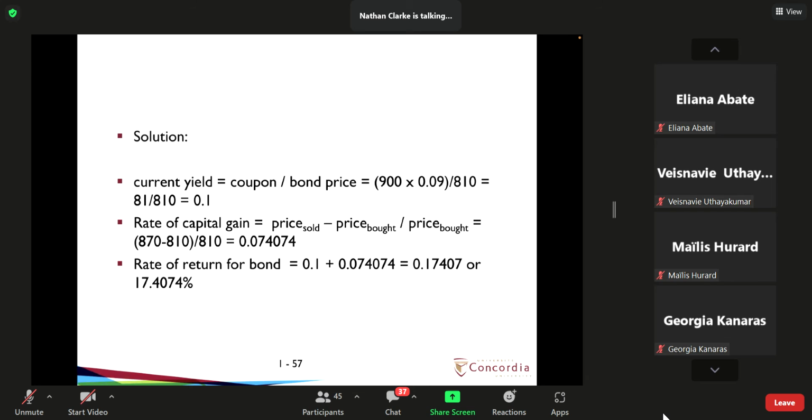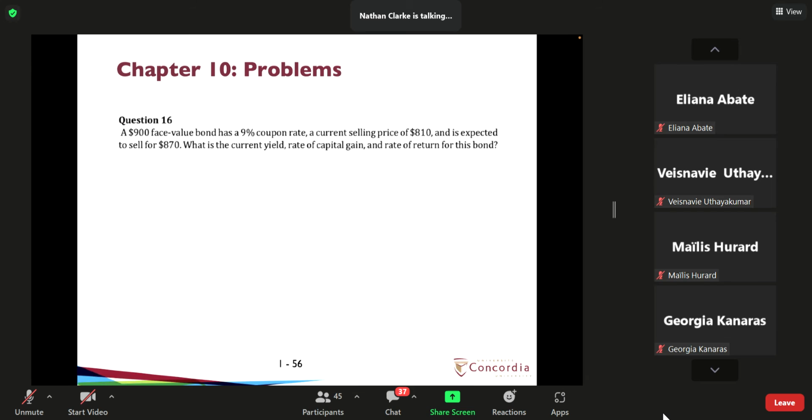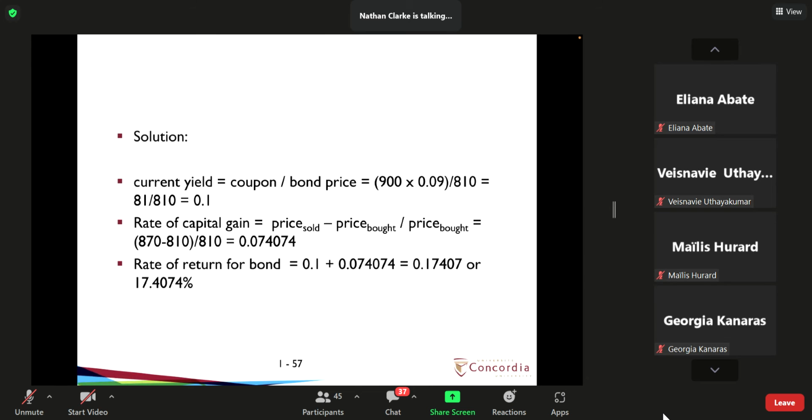Your current yield is going to be your coupon payment divided by your bond price. So we already know our current bond price. It's 810 because that's what it's currently selling at. To find our coupon payment, we'll do our face value times our coupon rate. So 900 times 0.09 gives us a coupon payment of about 81. So 81 divided by 810 gives us a current yield of 10%, right?